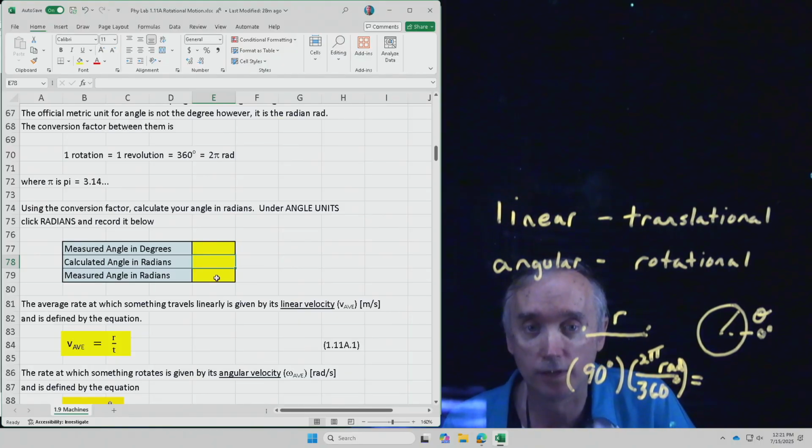Okay, let's take a break. And so when we come back, we will discuss what we mean by angular velocity.